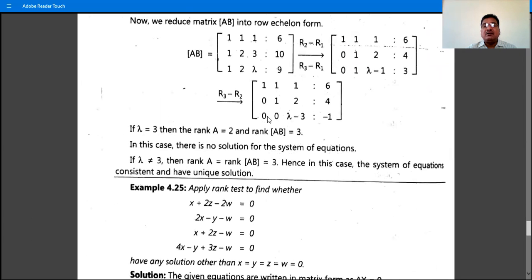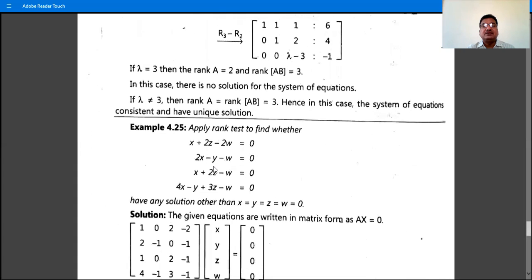And if lambda is not equal to 3, then the rank of A is 3, rank of AB is 3, and it is equal to the number of variables. Then in this case, that is, if lambda is not equal to 3, the system is consistent and has a unique solution. Okay.